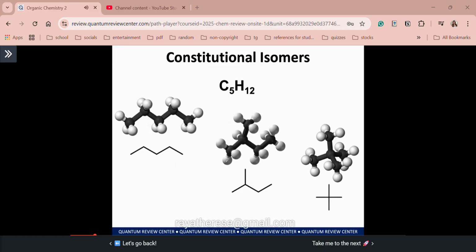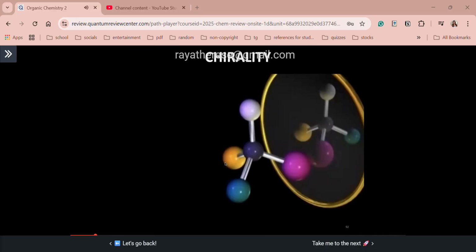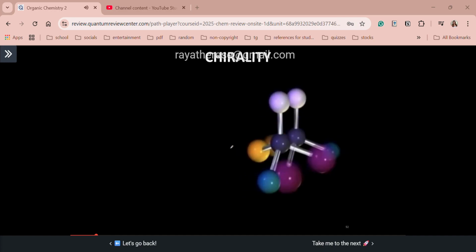So let's discuss our second topic. A quick discussion on stereochemistry. Class, for stereochemistry, remember, we have the term chirality. When we say that a molecule is chiral, this is a geometric property of your molecules wherein, as you can see, your structure is not superimposable on its mirror image. It's like your left and right hands.